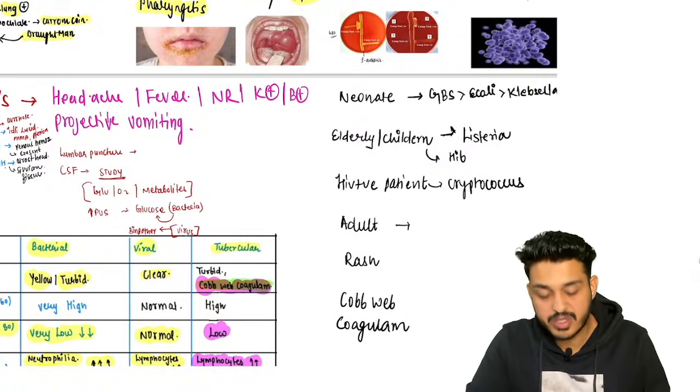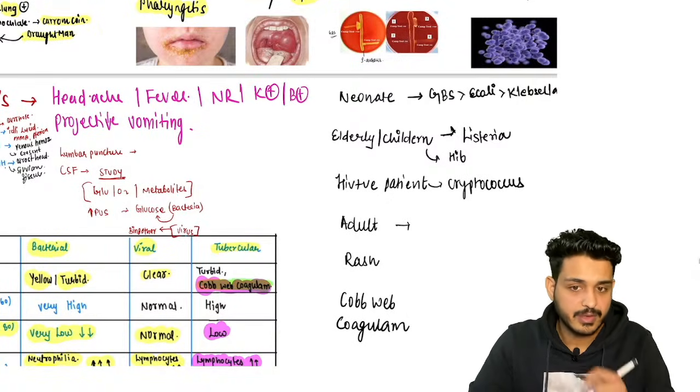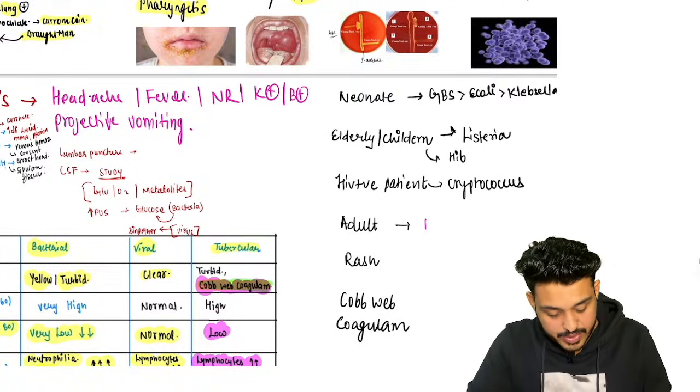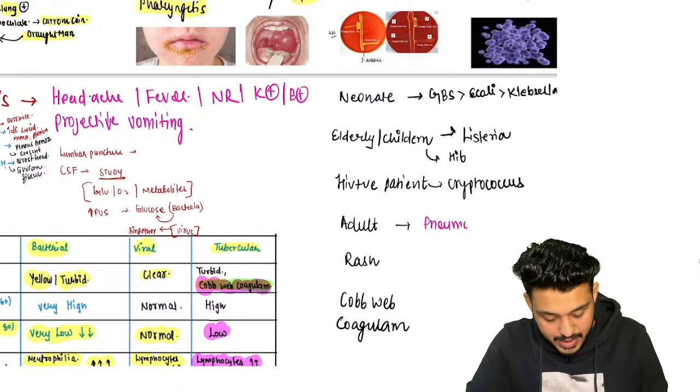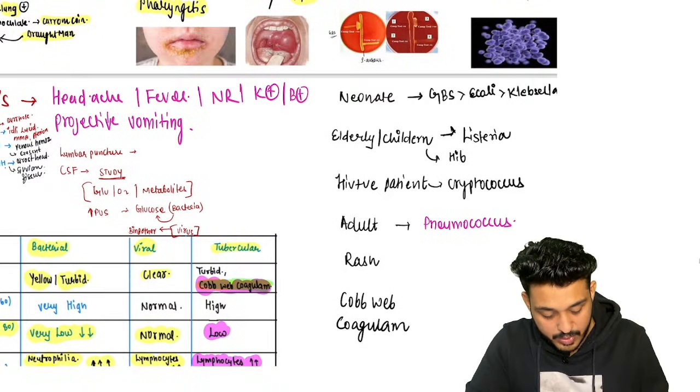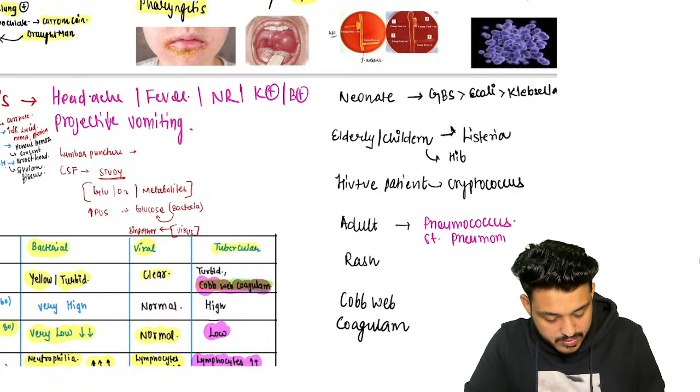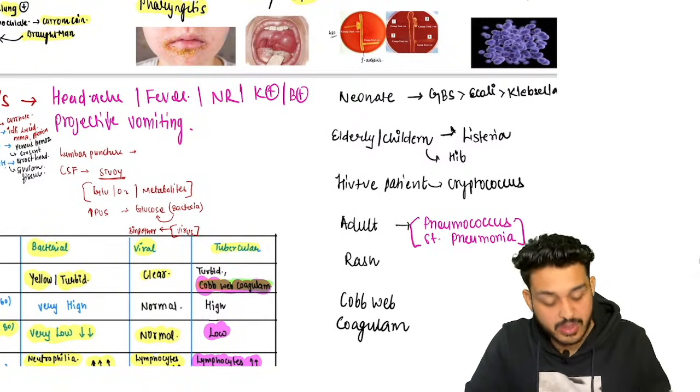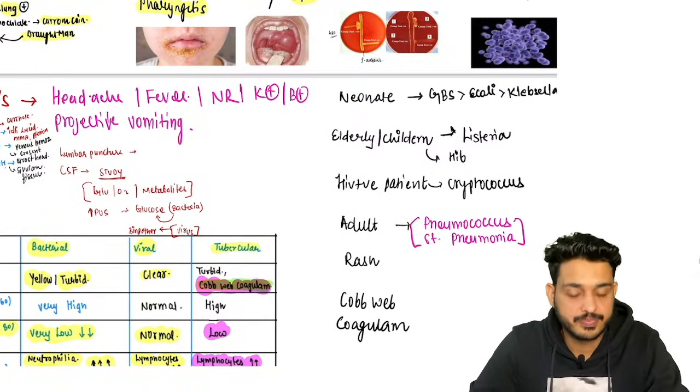In an adult, normal patient coming with the symptoms of meningitis, I told you this is going to be what? Pneumococcus, also known as Streptococcus pneumoniae. It is the most common cause for meningitis, and it is also the most common cause for pneumonia, right?